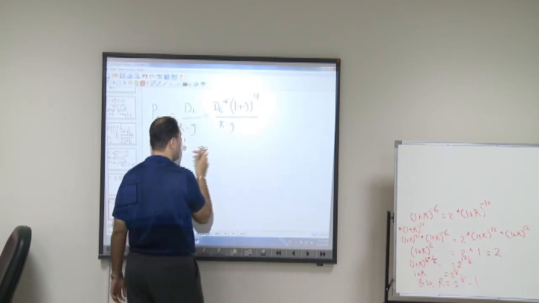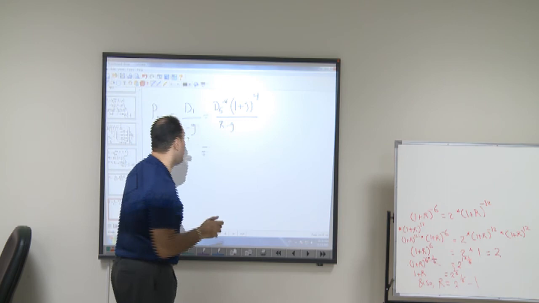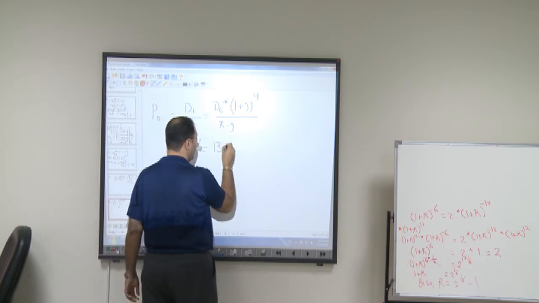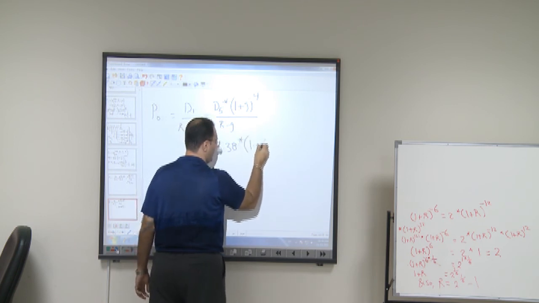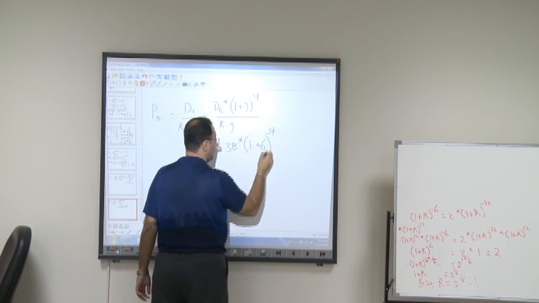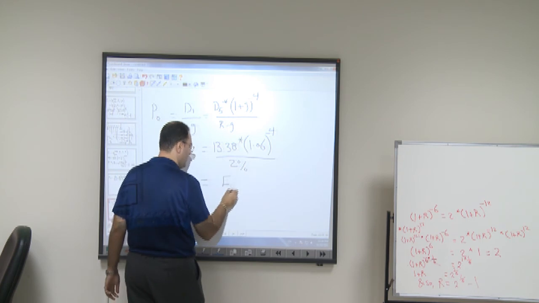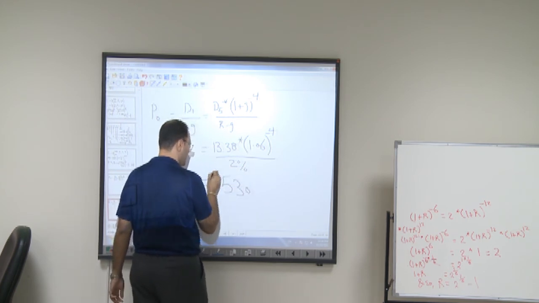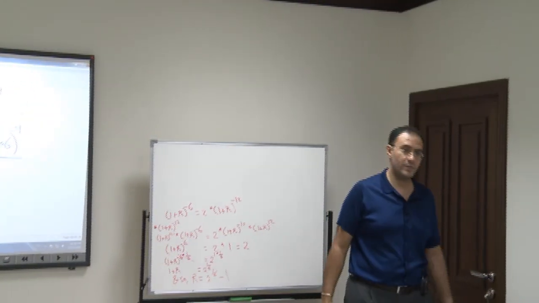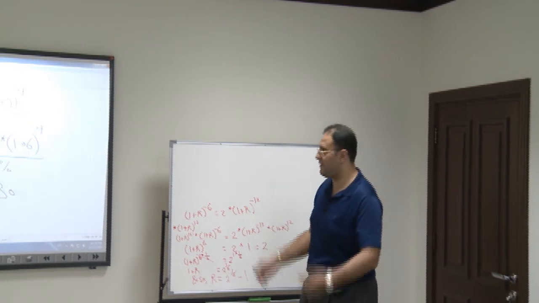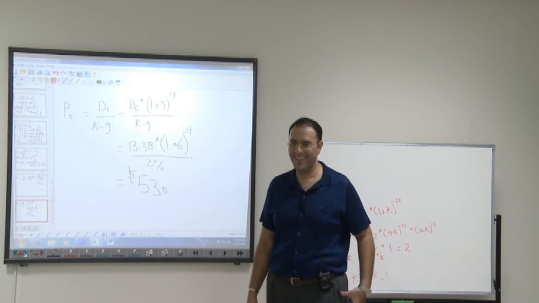Which is going to be how much? How much is D5? 13.38 times 1.06 to the power of negative 4, over 2%. And guess what? The answer is still our friend, $530. The answer is still going to be the $530. 529.9, which is 530. Forgive me. Hello, Dean, I know you're a smart man. You got it?